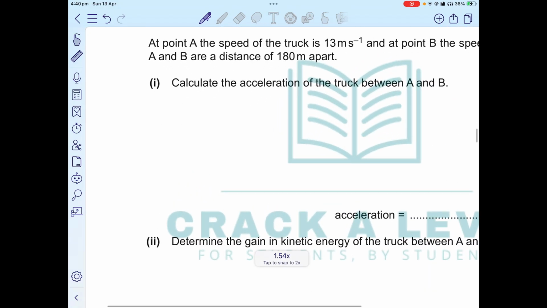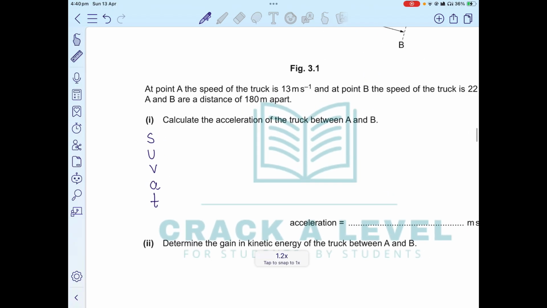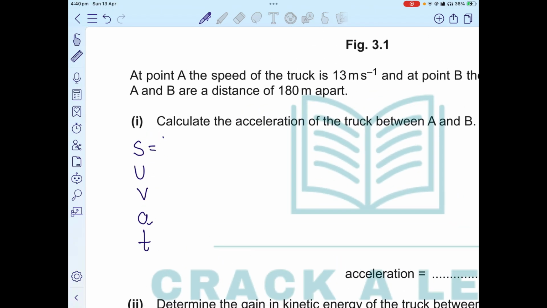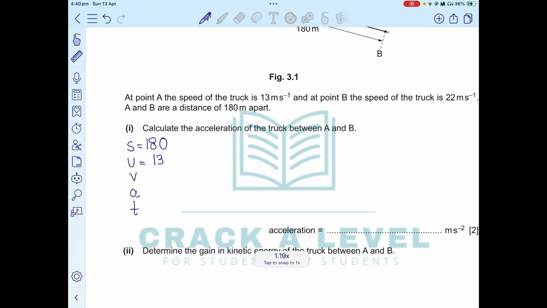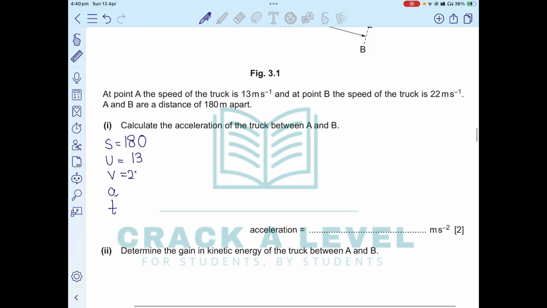Now, for any type of question like this we use kinematics, and you know that you have to use the SUVAT equations. I often like to write them down like this. Now, what is s? The distance is 180 meters. The initial speed is 13 meters per second. The final speed is 22 meters per second. And we want to find the acceleration.